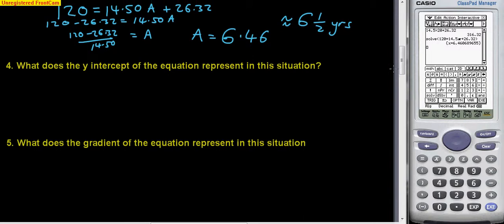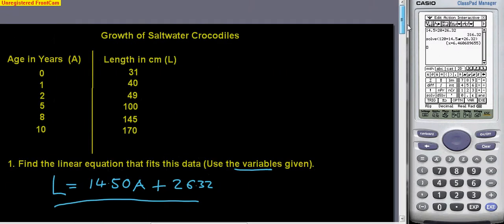What does the y-intercept of the equation represent? I'm also looking at part 5 here. What does the gradient of the equation represent? These can be kind of tricky questions. When you're asked that, you want to put it into ordinary language, not necessarily maths-type terms, though sometimes they are, but try to use ordinary language to describe what they represent. Let's go back to the top here. We've got age in years and length in centimeters, and we've got a y-intercept of 26.32.